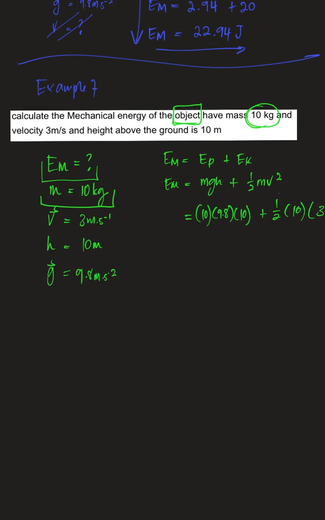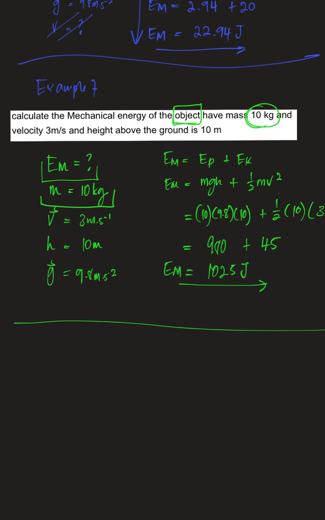Don't forget to sort that information out. So the first part is 980 plus half times 10 times 3 squared, which is 45. Add them together and EM is equal to 1025 joules in total. So that's how you would do something like that.